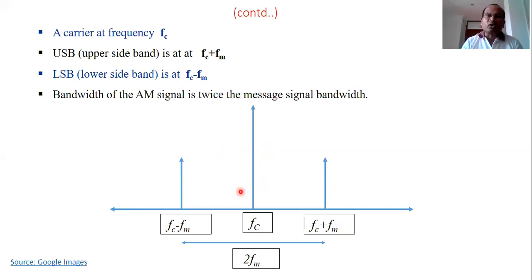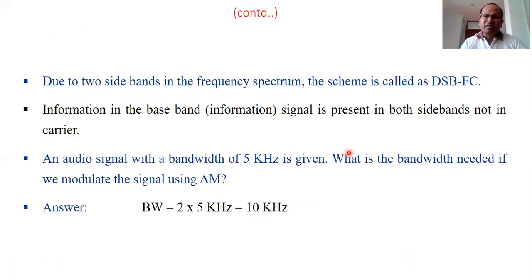So how can we conclude? We can conclude that the total bandwidth of an amplitude modulated signal is twice the bandwidth of the message signal. Twice the bandwidth of the message signal, that we can say. All right. So this is the frequency spectrum of an amplitude modulated signal.